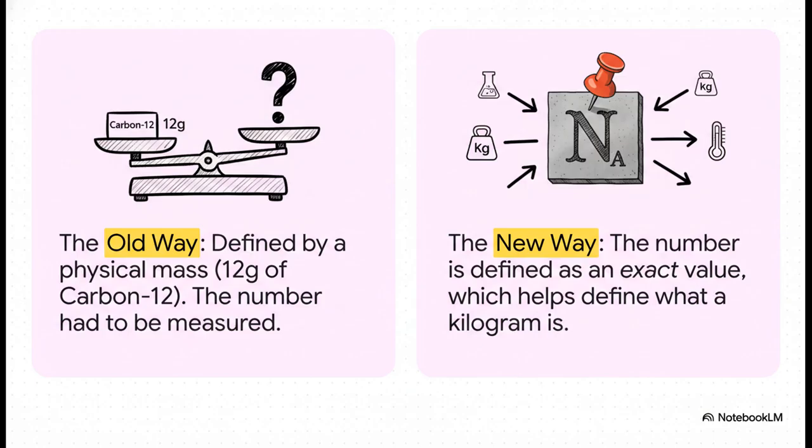But in 2019, the scientific community did something radical. We flipped the script completely. We decided to define Avogadro's number as an exact value, period. No more measuring, no more uncertainty. It is now a perfect, fixed number by definition. And now, we actually use that perfect number to help define what a kilogram is. We turned it from a measurement into a measuring stick.